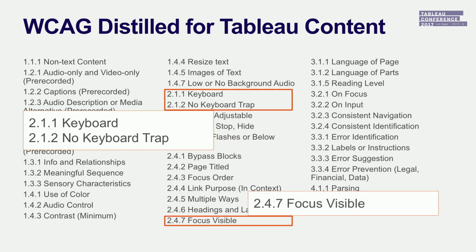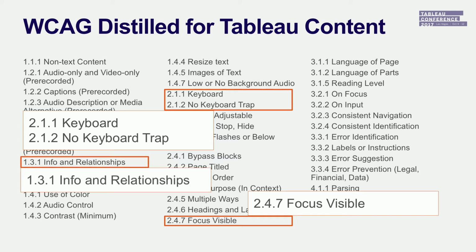Another one is focus visible. So when you're tabbing around, getting around through the viz, you need to know where that is, because you can't move a mouse around to see where you're at. You've got to follow the focus. As you're keyboarding around, you need to follow the focus with an indicator.